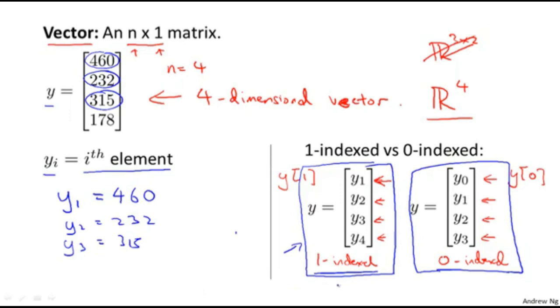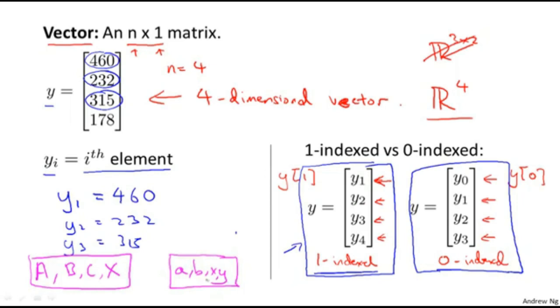Finally, by convention, usually when writing matrices and vectors, most people will use uppercase to refer to matrices. So we use capital letters like A, B, C, X to refer to matrices, and usually we'll use lowercase like a, b, x, y to refer to either numbers, just real numbers or scalars, or to vectors. This isn't always true, but it is the more common notation where we use lowercase y to refer to a vector, and we usually use uppercase to refer to a matrix. So you now know what matrices and vectors are. Next, we'll talk about some of the things you can do with them.